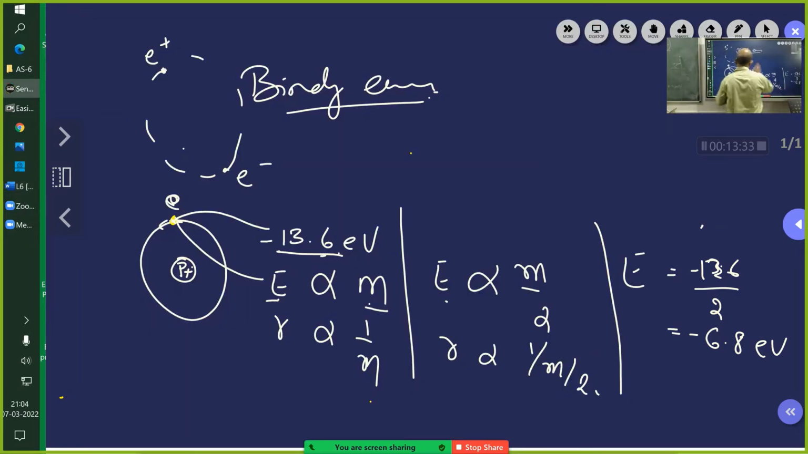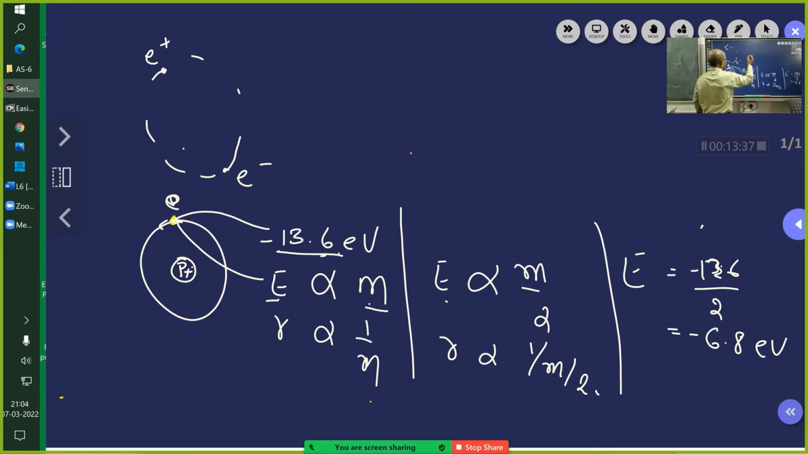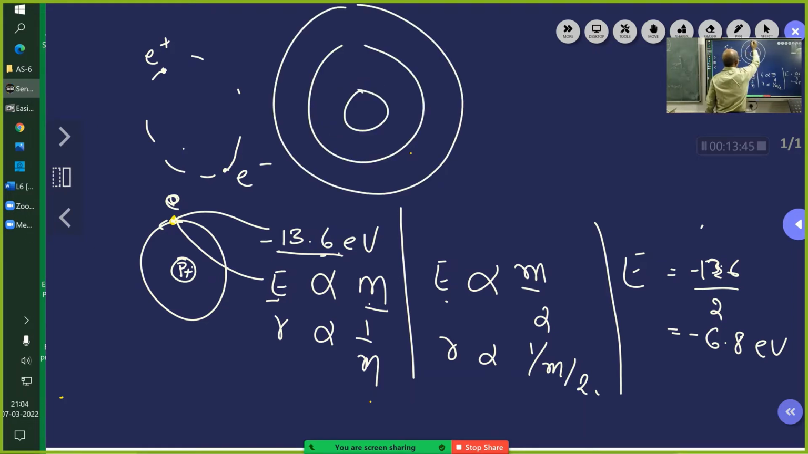Now they are asking the wavelength of Lyman, which means from N2 to N1. So you have to find out now the difference in this energy level. The difference in this energy level. Did you find it?